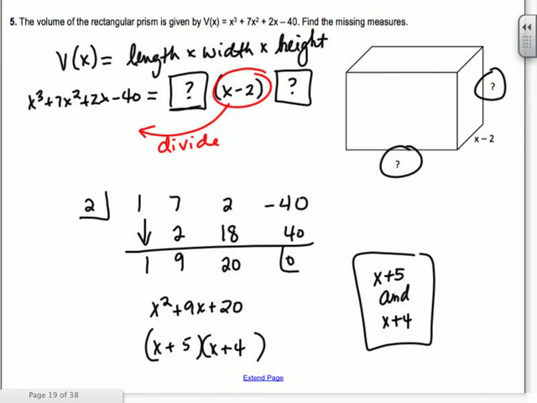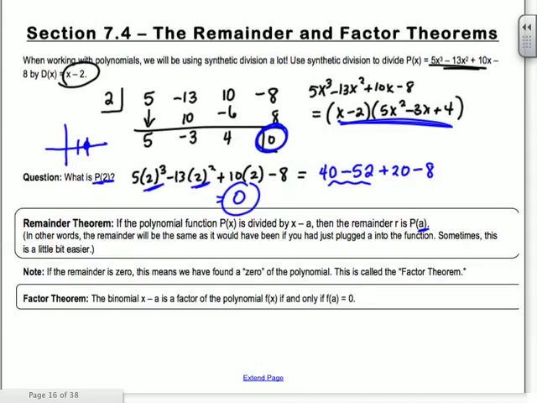Okay. Can you go back to problem number 2? Because I think I missed something. Oops.